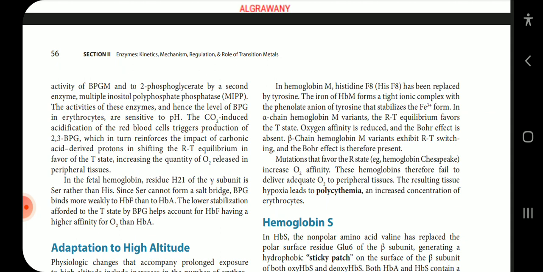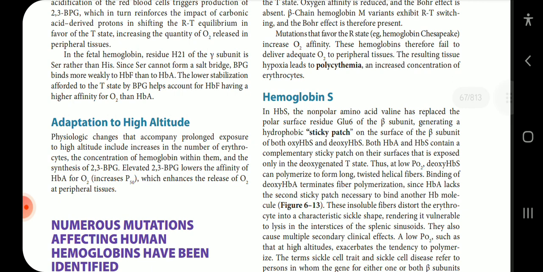In the fetal hemoglobin, residue H21 of the gamma subunit is Ser rather than His. Since Ser cannot form a salt bridge, BPG binds more weakly to HbF than to HbA. The lower stabilization afforded to the T state by BPG helps account for HbF having a higher affinity for O2 than HbA. Adaptation to high altitude.